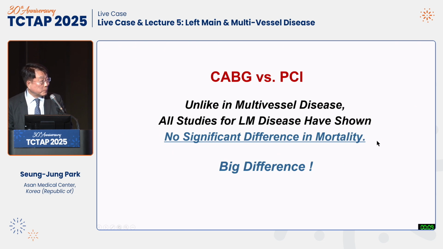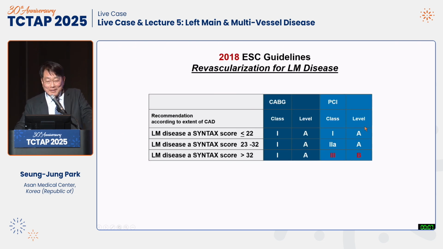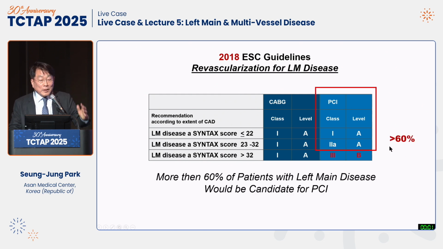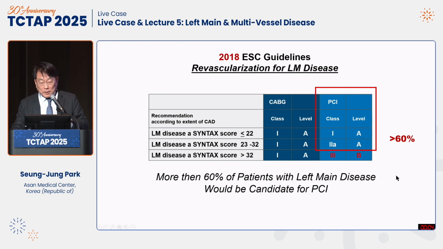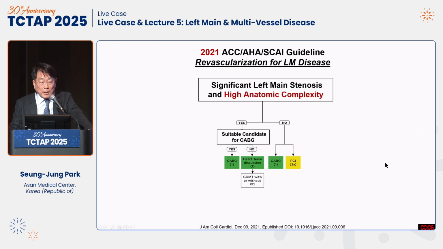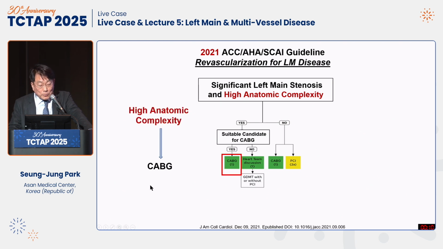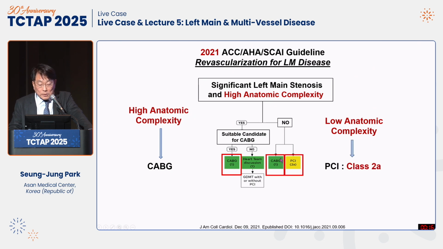All right, this is my talk, David. So if you look at the 2018 ESC guideline, it's quite generous. For left main disease, maybe more than 60% of patients would be candidates for PCI. High anatomic complexity would be a good candidate for surgery. Low anatomic complexity would be CABG still 1A, PCI class 2A.